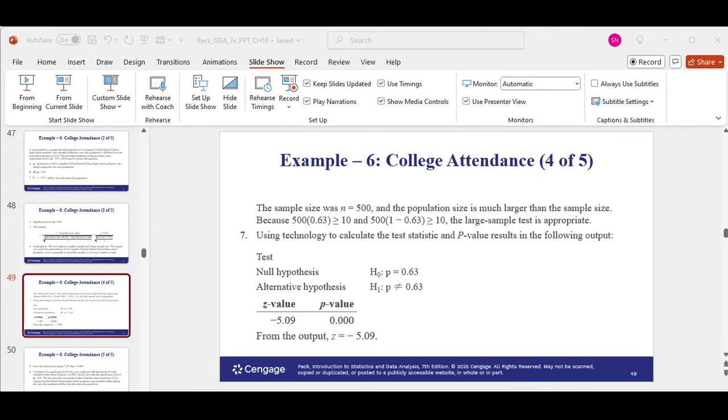Remember what HA is? We can move up and take a look at HA. P is not equal to 0.85. Okay. Now there is an easier way of doing it. And let's try the easier way of doing it. So I'll create some space and again do the test.